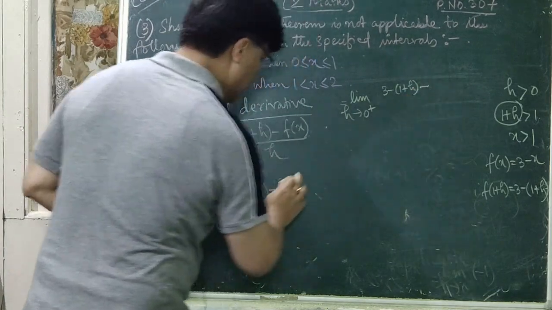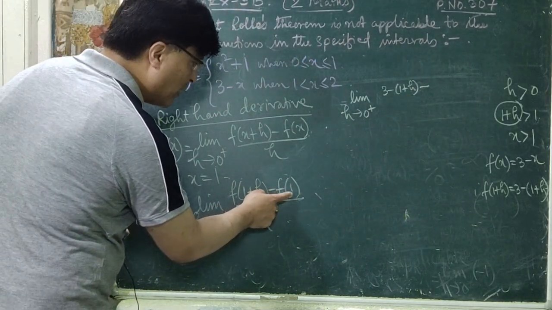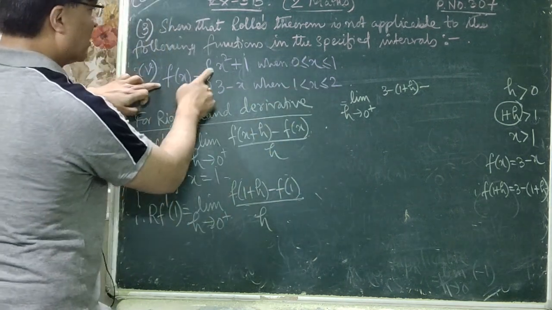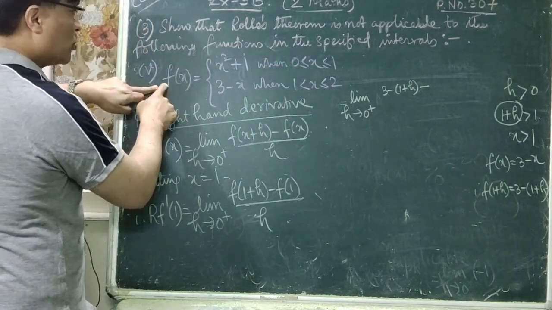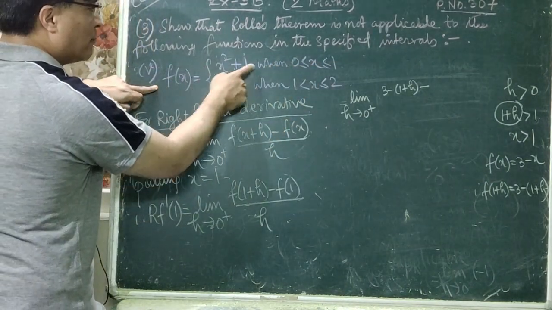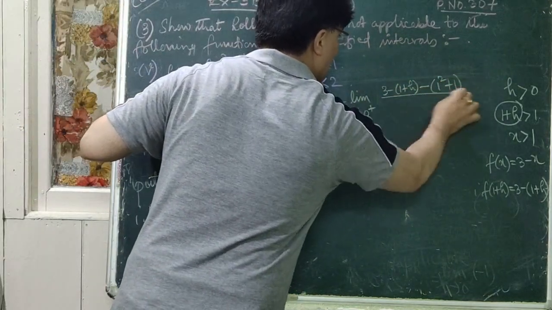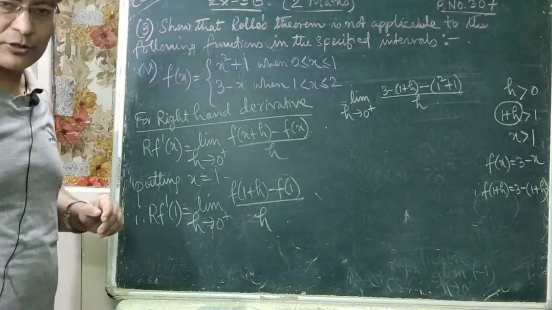Then minus, what is f of 1? F of 1 means the value for f of x when x exactly equal to 1. X is equal to 1, f of x value the x square plus 1. That means you can put x is equal to 1 here. So f of 1 is equal to 1 square plus 1. So it is 1 square plus 1 whole divided by h. So I think you have understood it.